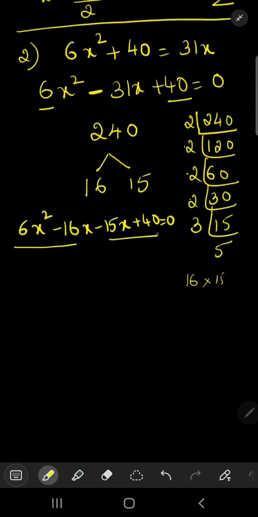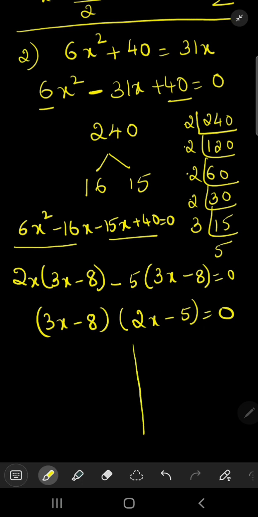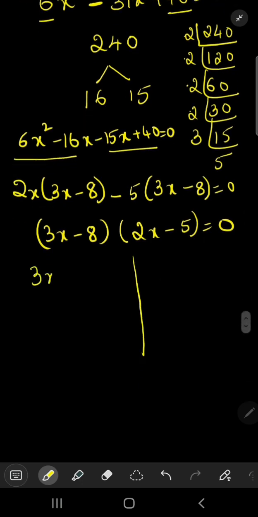Again grouping these two. So 6x square minus 16x. What is common in these two? 2x is common, and then 3x minus 8. And then a minus sign, 5 is common here, 3x minus 8 is equal to 0. So now we write down 3x minus 8, and then the uncommon factors 2x minus 5. So we have got two factors. These are the factors, and now we will find the zeros.